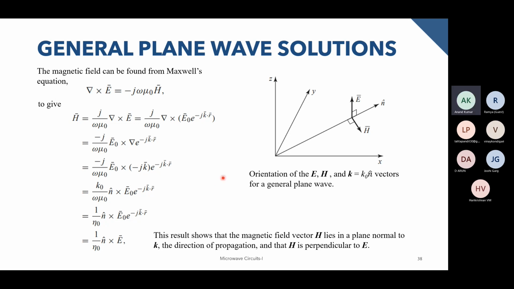Okay, I believe there are no questions. This is a very standard formula for you now: H equals 1 by eta naught, where eta naught is the intrinsic impedance of free space, n cap is the unit vector in the direction of propagation, and E is the electric field. You must be using this quite often in your electromagnetic theory courses.